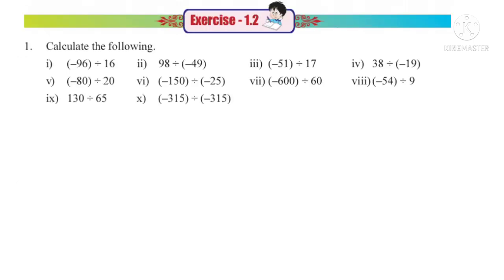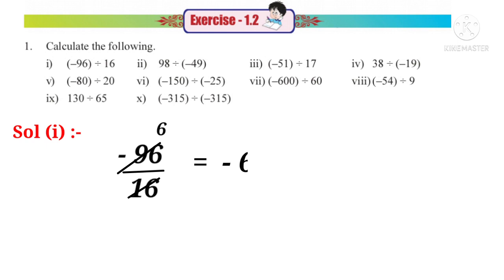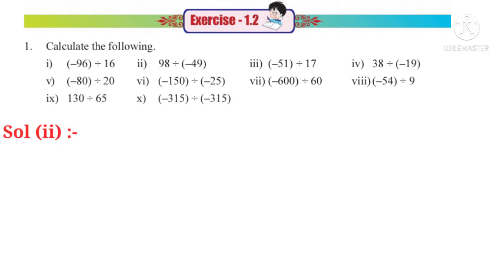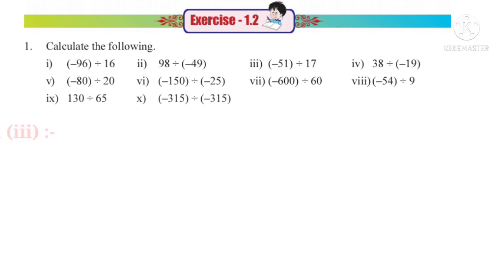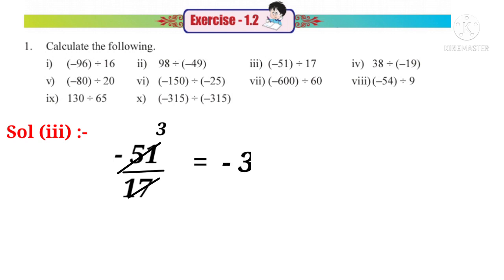Now exercise 1.2 number 1. Calculate the following. Solution 1. Minus 96 divided by 16. Minus divided by plus is minus. On simplification, 16 6 times, that is equal to minus 6. Solution 2. 98 divided by minus 49. Plus divided by minus is minus. On simplification, 49 2 times, that is equal to minus 2. Solution 3. Minus 51 divided by 17. Minus divided by plus is minus. On simplification, 17 3 times, that is equal to minus 3.